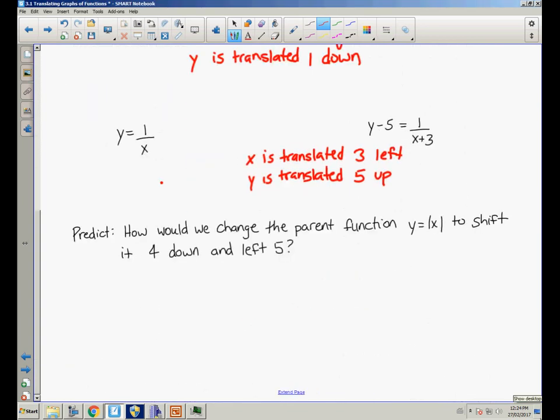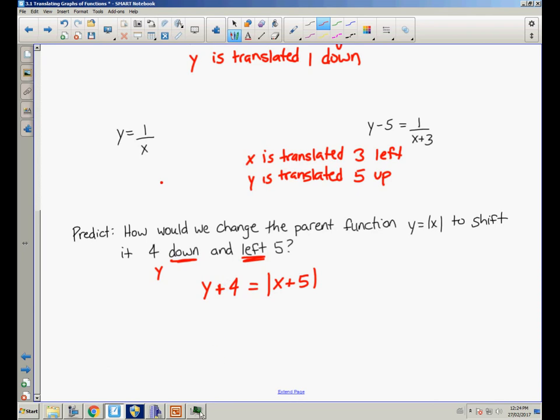So to take this one step further, how could we change the parent function y equals the absolute value of x to shift it 4 down and left 5? So if we want to go 4 down, remember that down corresponds to the y values. So I'm going to go y plus 4, I'm doing the opposite, equals the absolute value of x, and if I want to go left 5, the opposite of that is going to be plus 5. I'm going to put that in my absolute value sign.